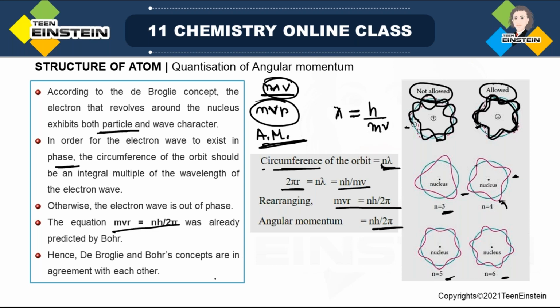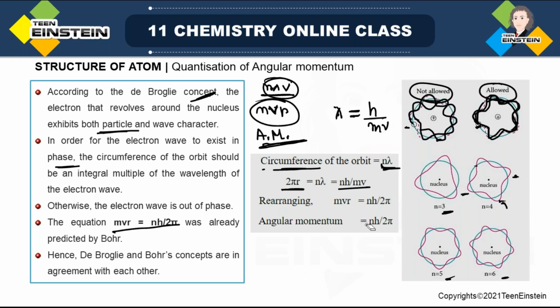So another conclusion you can draw from this concept, which is basically how we started. We started with De-Broglie's concept. It says that the electron is revolving around the nucleus, and in order for the electron to exist in phase, not out of phase, the circumference must be an integral multiple. So following this concept, we are getting this equation, mvr is equal to nh by 2 pi.